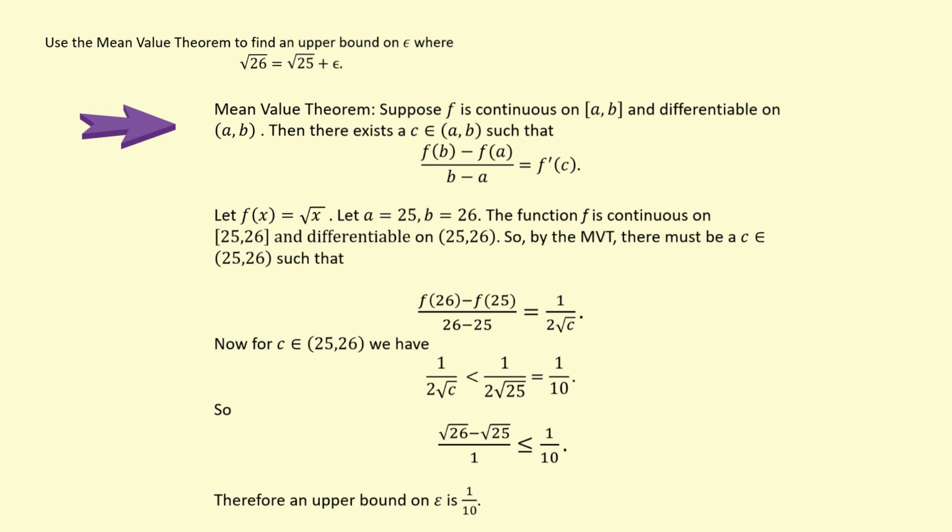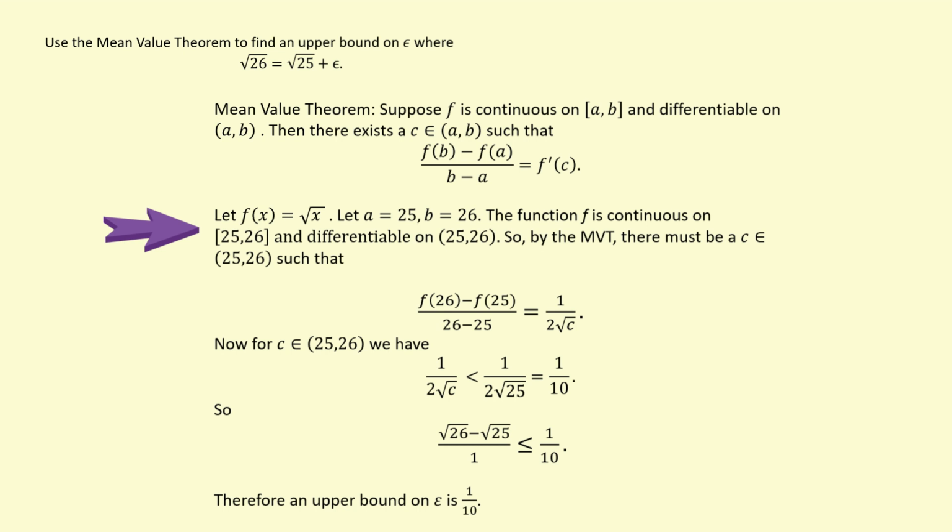Then there exists a c that's an element of the open interval (a, b) such that f(b) minus f(a), that's the rise, divided by b minus a, that's the run, is equal to f'(c), which is the slope of the curve at this point c. So for a solution for this problem, we're going to let f(x) equal the square root of x. That's a logical thing to do. Let's let a equal 25 and b equal 26.